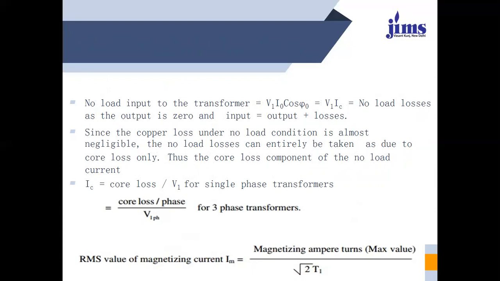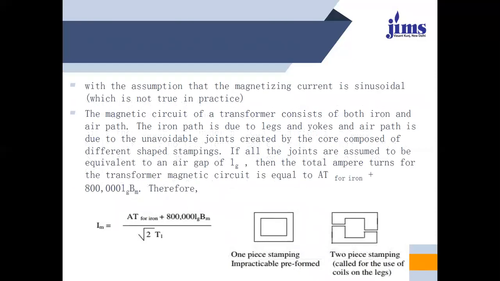for a single phase transformer, and similarly core loss per phase upon V1 phase, times 3, for a 3 phase transformer. The RMS value of the magnetizing current Im comes out as the magnetizing ampere turns, or maximum value, divided by root 2 times T1, with the assumption that the magnetizing current is sinusoidal, which is not true in practice.